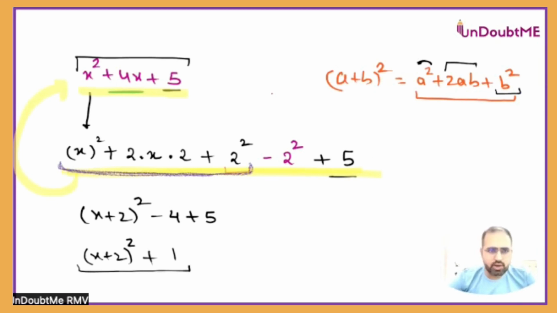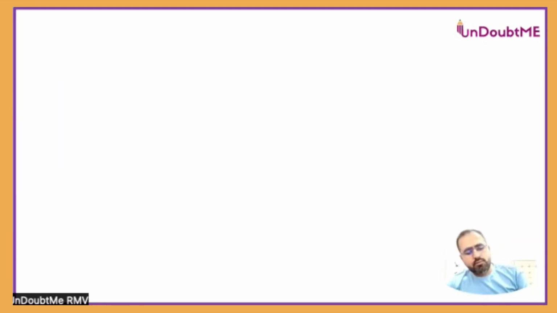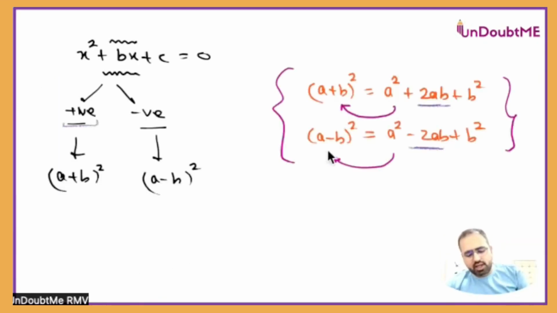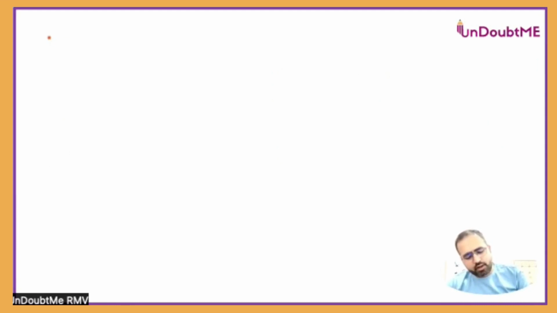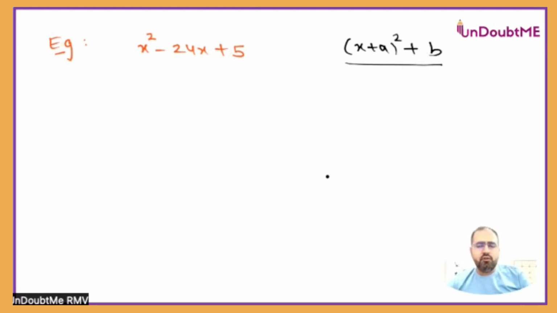So you can look at the overall steps. If there is anything you're not clear, you can ask. Just to give you a glimpse of another method, like a minus b whole square, we'll do one more example, and then we will move towards questions. So x square minus 24x plus 5 is the expression, and we have to rewrite it in the form of some x plus a whole square plus b. Look, when they say write it in the form of x plus a whole square plus b, a and b can have positive or negative value. It doesn't matter.